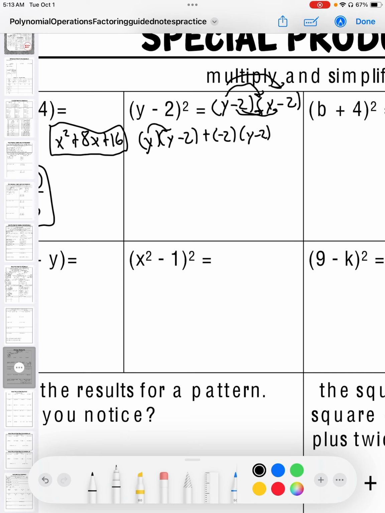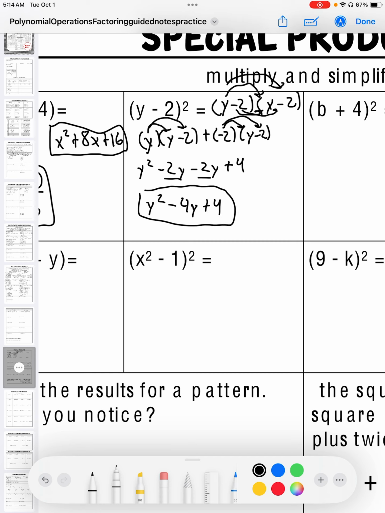So y times y would be y squared. Y times negative 2 would be negative 2y. Negative 2 times y would be negative 2y. And negative 2 times negative 2 would be positive 4. Combine our like terms, we'll get negative 4y. Bring down the rest, we have y squared minus 4y plus 4 is our answer.